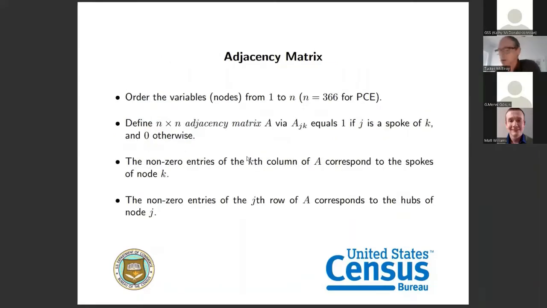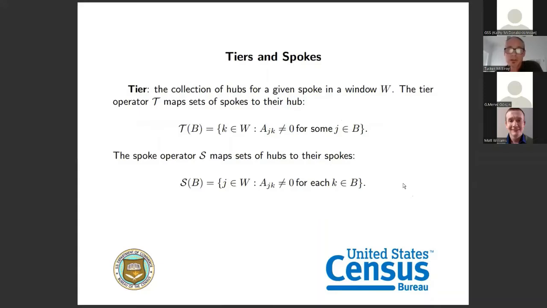So one way to encode all this information is through an adjacency matrix. We order all those variables somewhat arbitrarily from 1 to n. Then the adjacency matrix has zeros and ones, with value 1 in the JK slot if J is a spoke of K and 0 otherwise. So the kth column of A, by looking at the non-zero entries, gives you all the spokes of a given node, whereas the rows are giving you all the hubs of a given node. So the adjacency matrix is a nice way to encode everything.